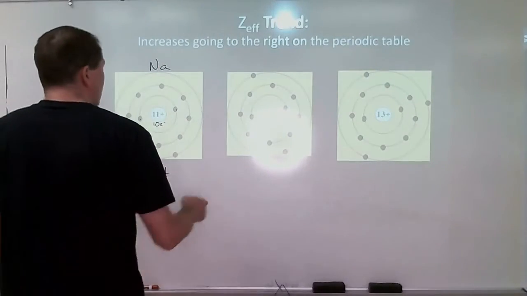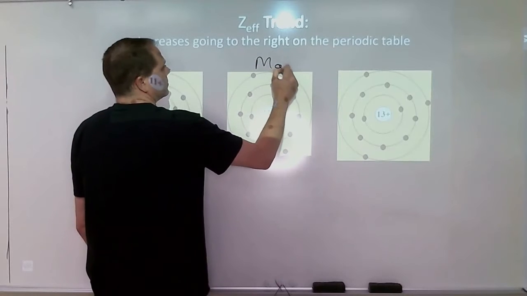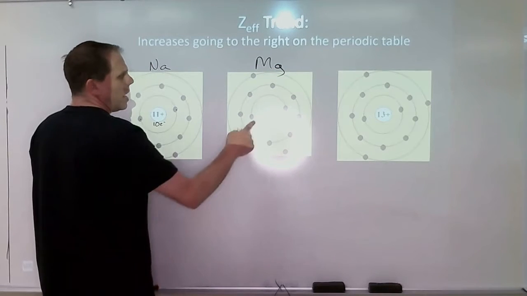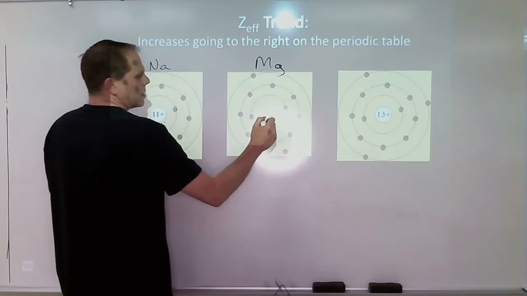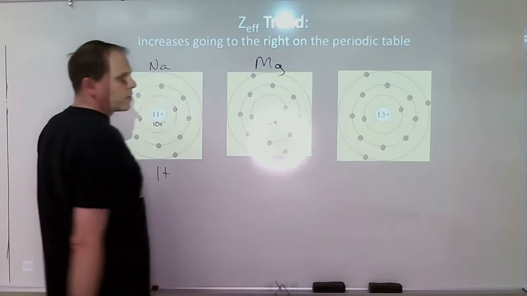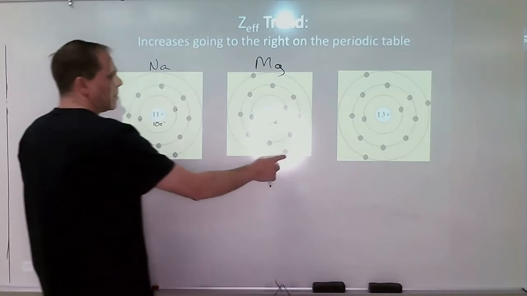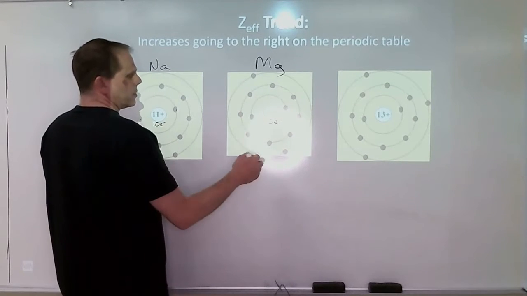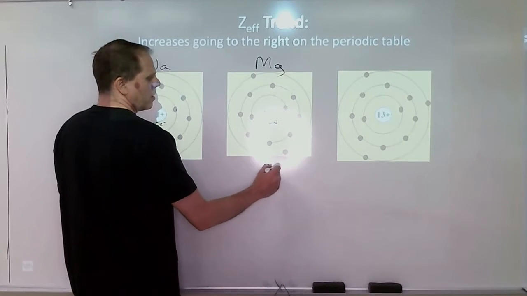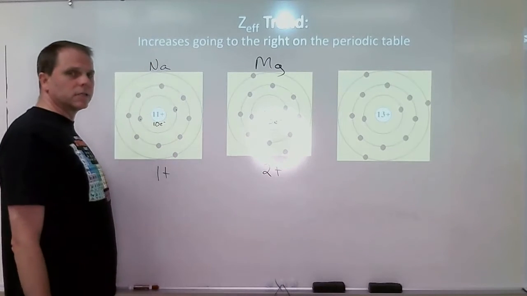So it's 1. If I look at magnesium, magnesium's got 12. How many core electrons? 1, 2, plus 8 is 10. Magnesium still has the same number of core electrons, but now it's got 2 electrons on the outside, 10 electrons on the inside, and so now my overall effective nuclear charge is a 2 plus.